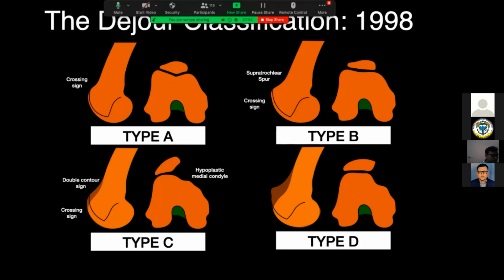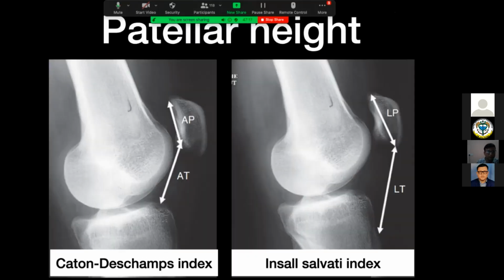In type D, all the signs are present: the crossing sign, supratrochlear spur, and double contour. And the cliff sign is present in the axial X-ray, which is a sign of severity of this condition. The patellar height is very essential to be measured in every case of patellofemoral instability, also in trochlear dysplasia. The Caton-Deschamps index and Insall-Salvati index are the most common ones.